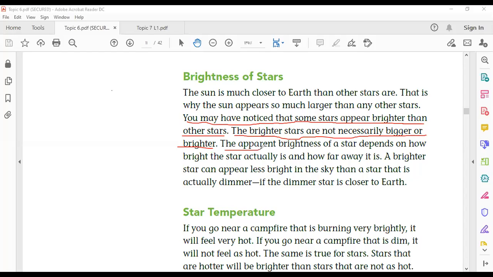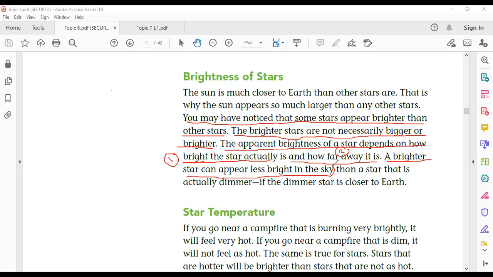The apparent brightness of a star depends on two things: how bright the star actually is, this is the first one, and also its distance, or how far away it is. Again, the apparent brightness of a star depends on two things. The first is its actual brightness, and also how far away it is. So, a brighter star can appear less bright in the sky.